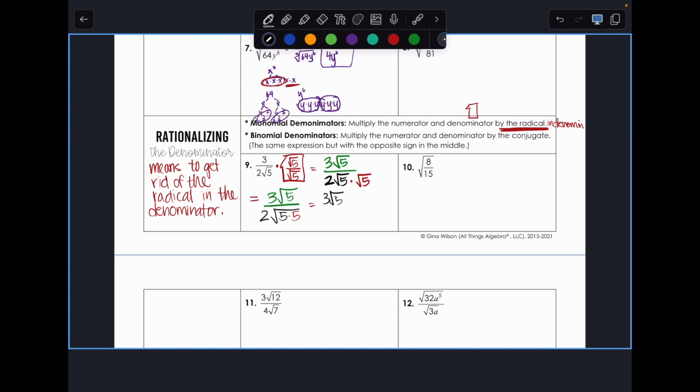3 rad 5 stays. 2 times 5 times 5 is 25. Rad 25. What's square root of 25? Austin? 5. So I'm going to take my 2 and multiply by what I simplified this part with, which is 5. Then the numerator stays as it is. What's 2 times 5? 10. So my rationalized version of my solution is 3 rad 5 over 10. There's no more radicals in the denominator, therefore it is rationalized.